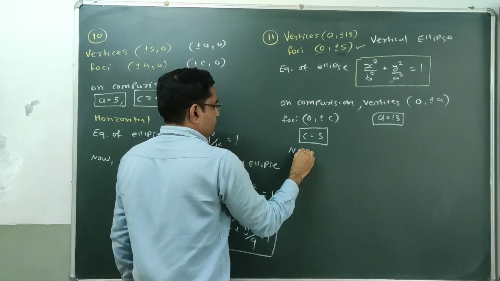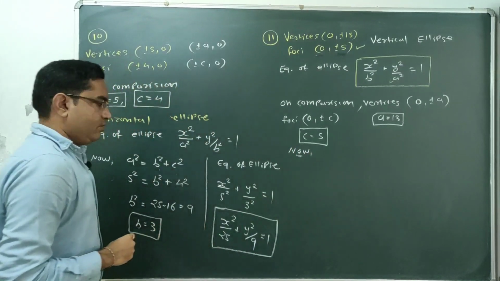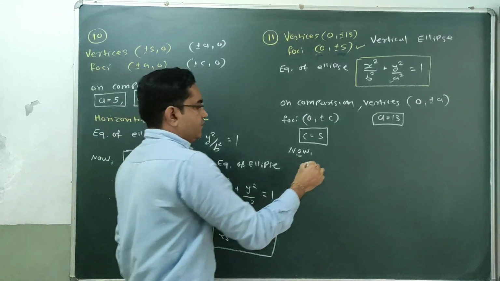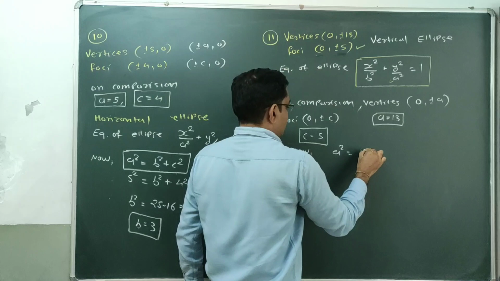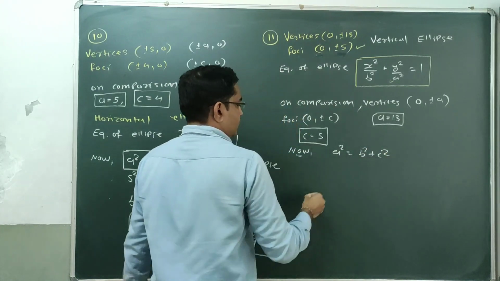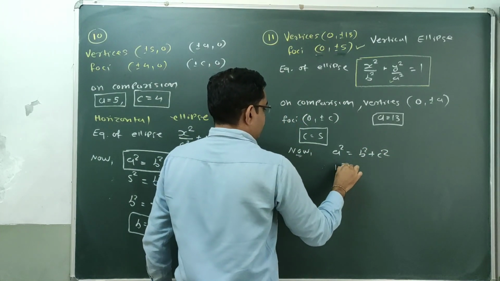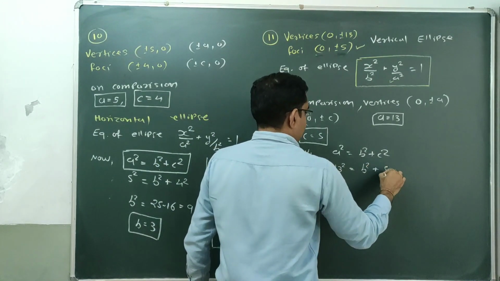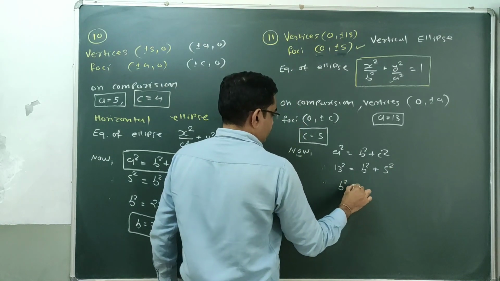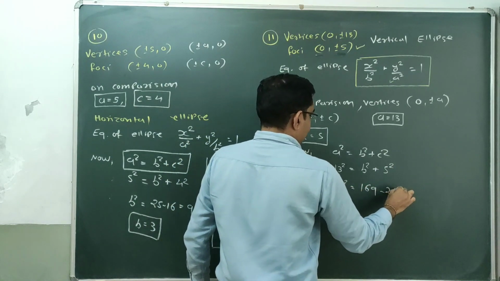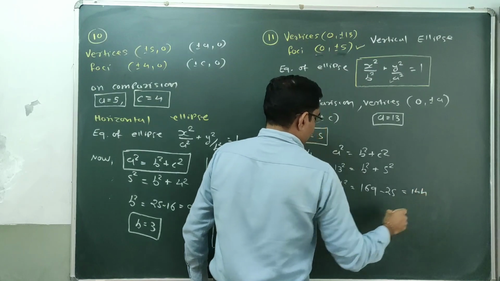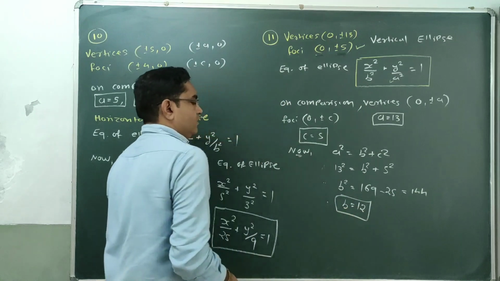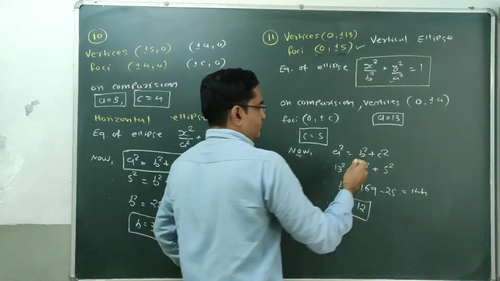Now we will try to find the value of b by using this formula. The formula is a square equal to b square plus c square. So a square is 13 square, b square we have to find, plus c square, which is 5 square. Therefore b square equals 169 minus 25, that is 144, and therefore b is equal to 12. Got the values of a and b.